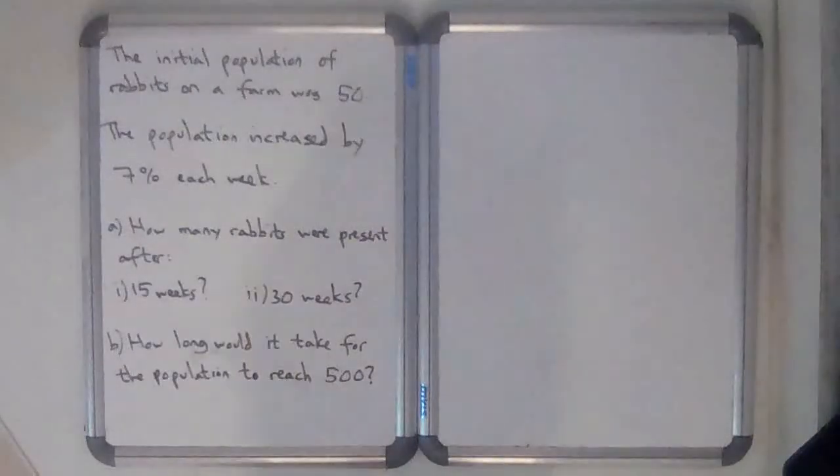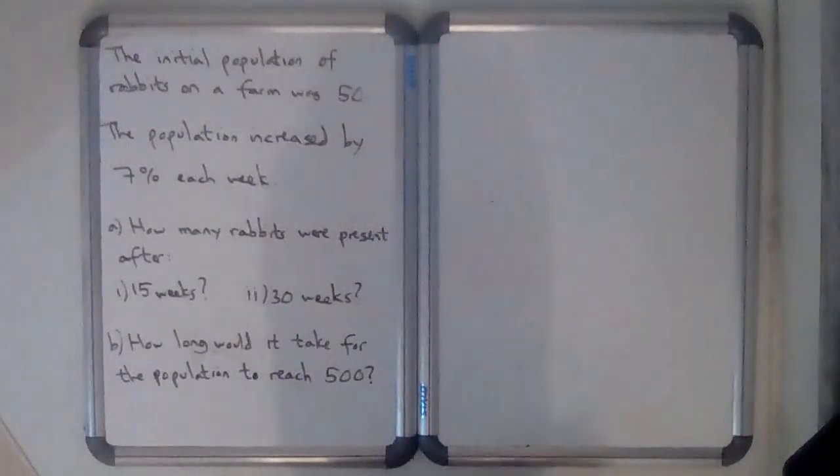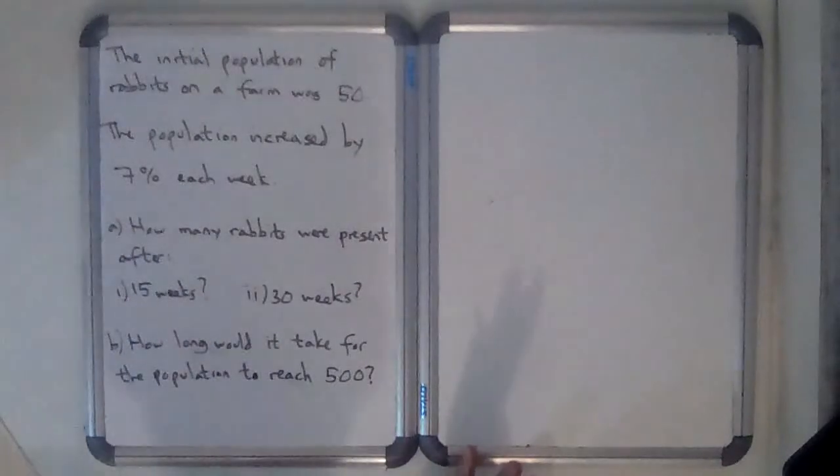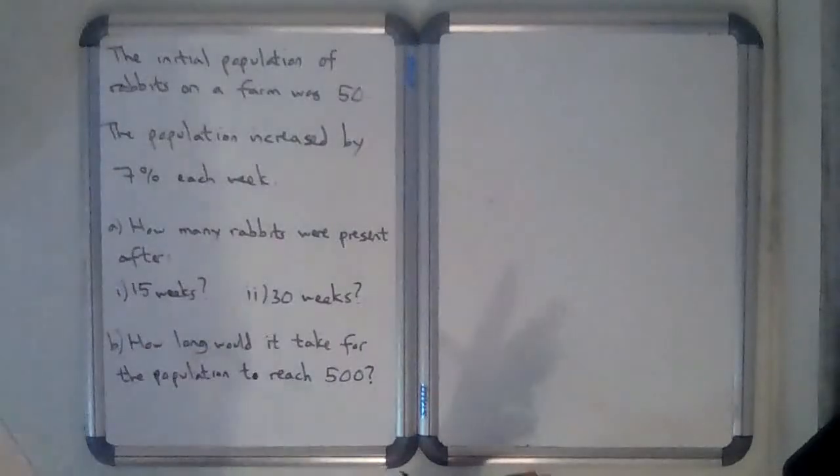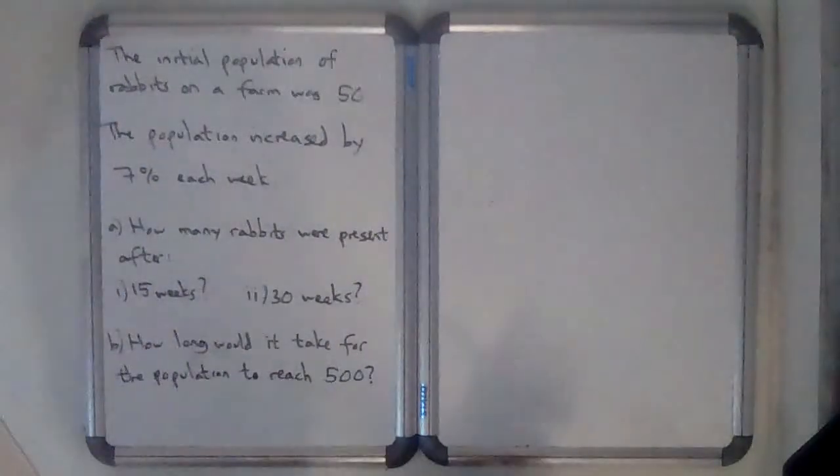The initial population of rabbits on a farm was 50. The population increased by 7% each week. How many rabbits were present after 15 weeks, 30 weeks? How long would it take for the population to reach 500?